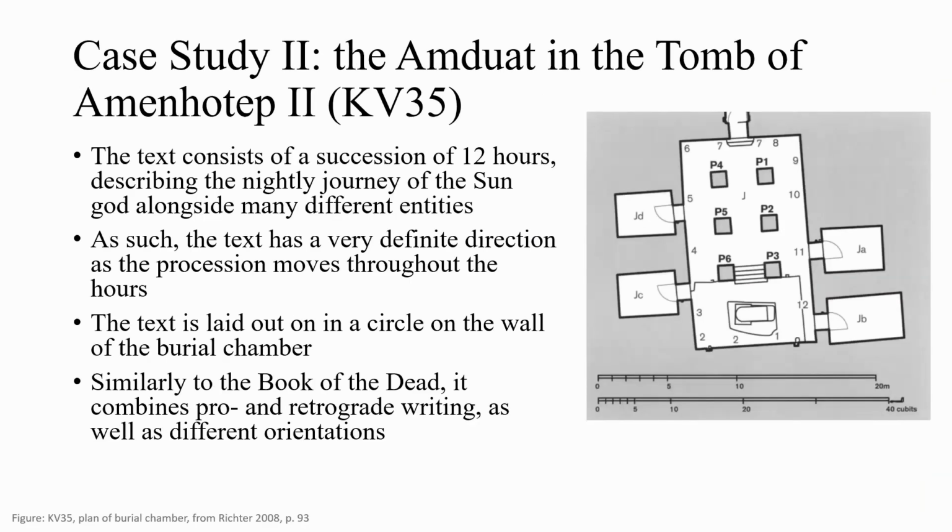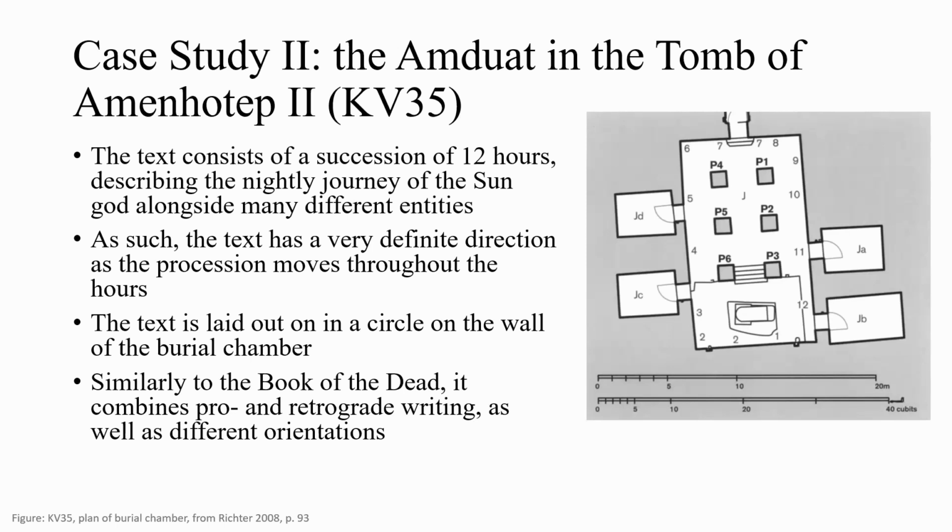My second case study is the Book of the Amduat in the Tomb of Amenhotep II. The text itself consists of 12 hours, I think. Jordan already showed you an image from the text yesterday, which are arranged in a circle like this, going in a circle in the burial chamber of the king from the first to the 12th hour. As such, the text has a very definite directionality, which very clearly influences how it's laid out visually.